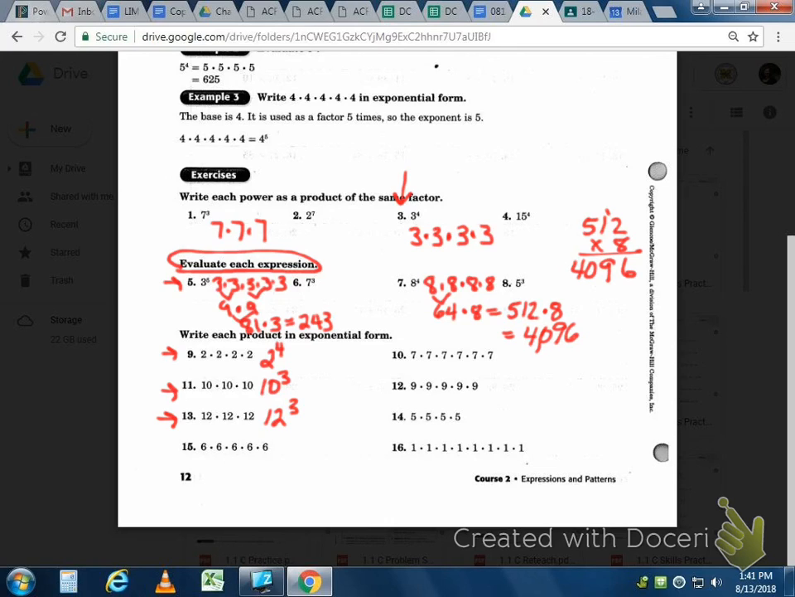And then number 15 is 6 times 6 times 6 times 6 times 6. What's your first name? Xander, what do you got? 6 to the 5th power. So it was the base of 6 written 5 times. So 6 to the 5th power. All right, are there any questions about any of these? The 3 different kinds of directions. Any questions?